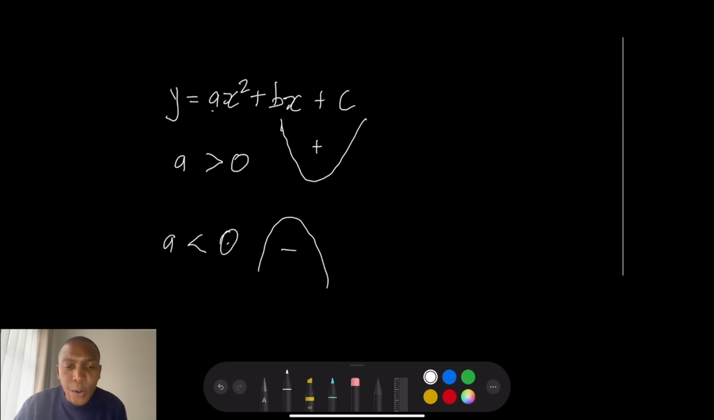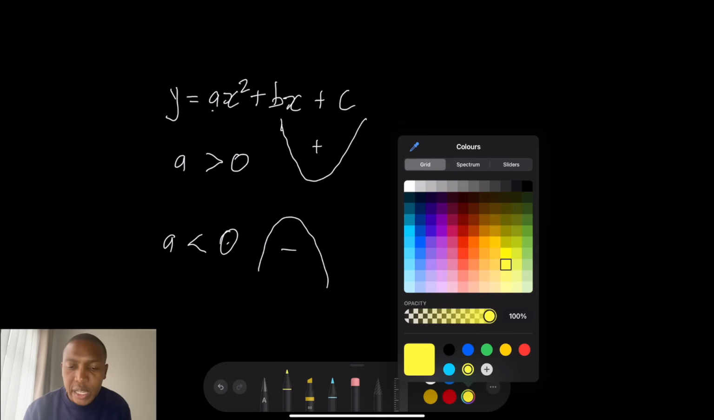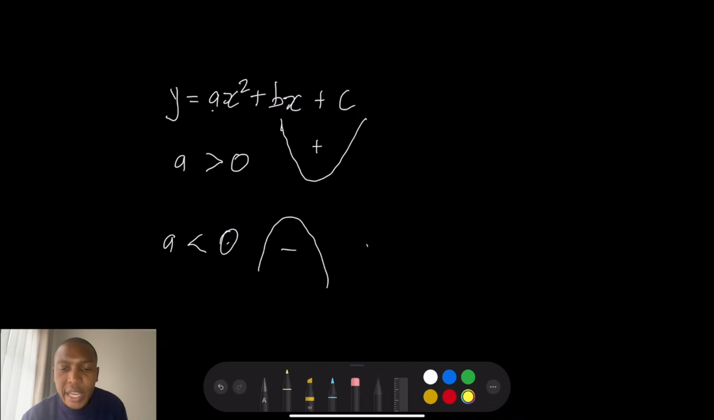In this standard form, the advantage is that if you look at, I'm just going to take a different color, the c value, the c value in this case tells you what the y-intercept is. So the advantage of having the standard form of a parabola in this manner is that you already know what the y-intercept is. Just keep that in mind.